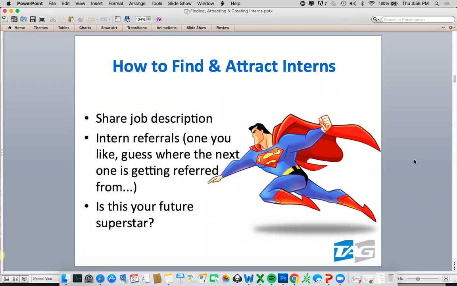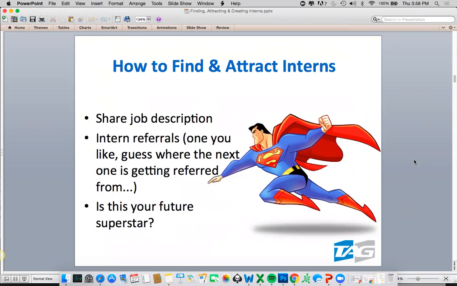So one of the first things that you can do is you can share the job description that we have in the tag library, which I'll show you a little bit later in the presentation, but we basically have the intern job description already written for you. So all you have to do is just edit it. It's probably 80–90% of the way there. And then you can have something that you can go to career services with and start attracting some interns.